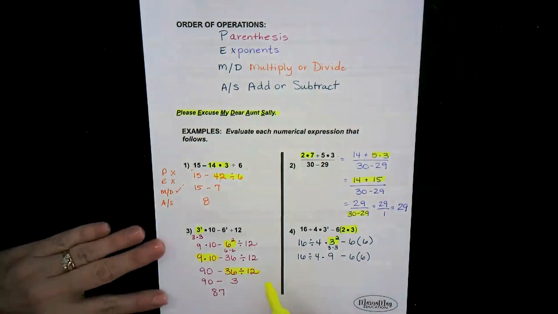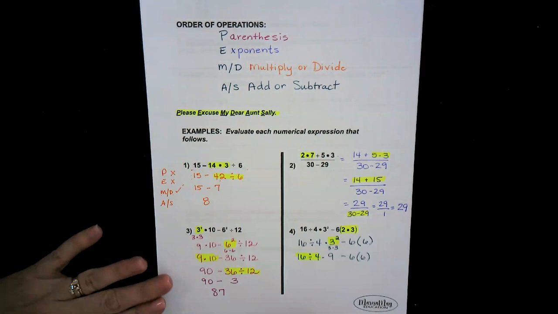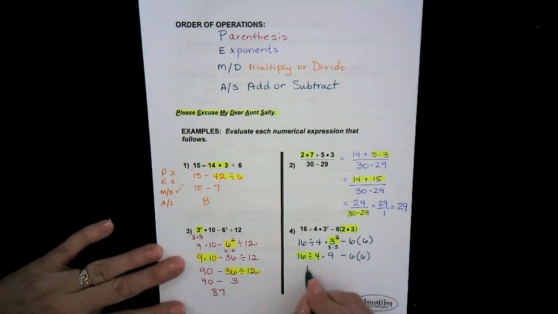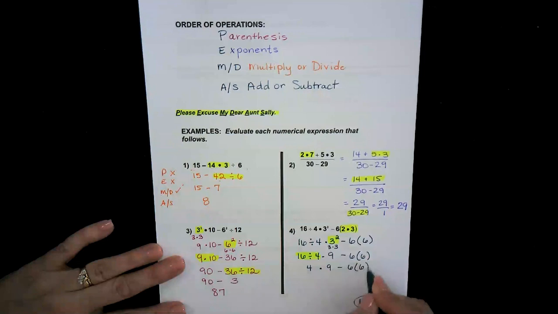Now we're going to multiply or divide in order from left to right. So notice if I start on the left and I come to this division sign first, it is taken care of first, even though it's multiply or divide in order from left to right. So 16 divided by 4 is 4. And then the rest of the problem is staying the same.